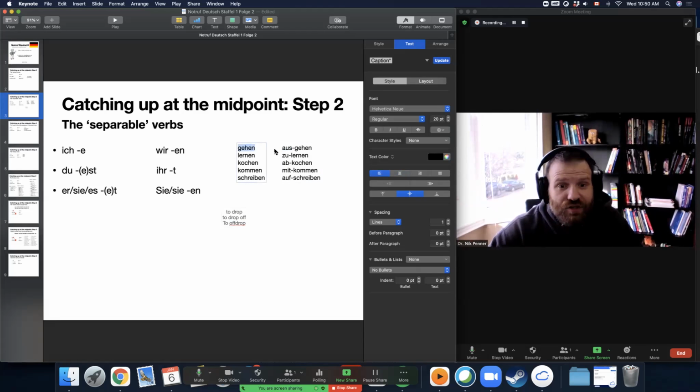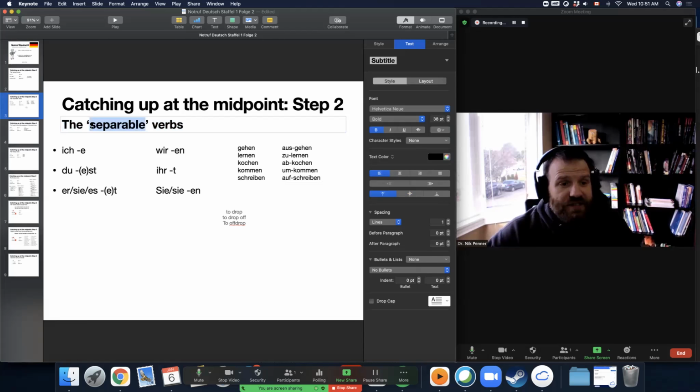There is a long list of these different prefixes, and they change the meaning of the verb completely sometimes. So gehen means to go, but ausgehen means to run out of, right? Or kommen means to come, but mitkommen means to come along, or umkommen means to die. So they do change the meaning of the verb. They can change the meaning of the verb quite a bit. They're called separable. Why is that? They're called separable because when we use a verb with that separable thing, it separates.